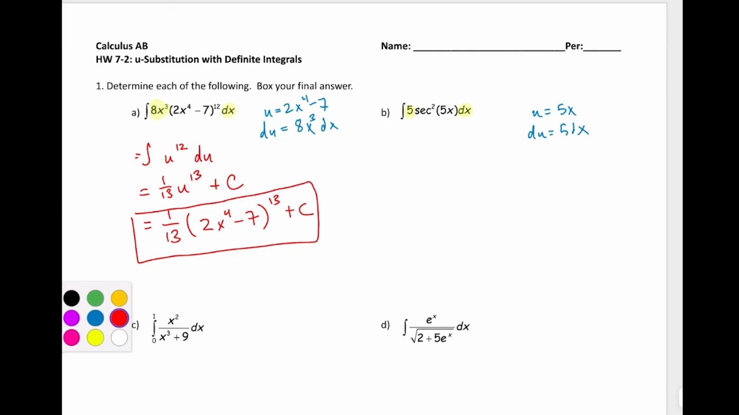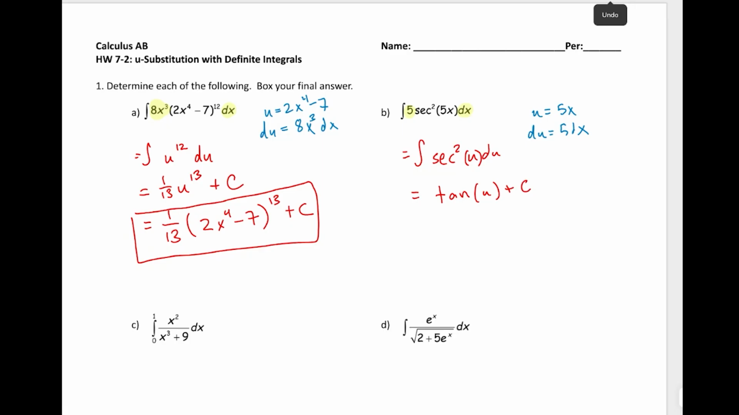So we'll rewrite this integral as the integral of, sorry, forgot about the secant squared, secant squared u du, and since we know that tangent's derivative is secant squared, the antiderivative of secant squared is tangent. So this will equal tangent of u plus c, and since u is 5x, we have tangent of 5x plus c.